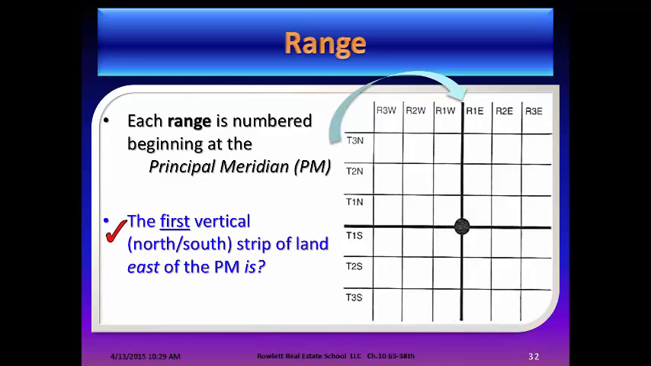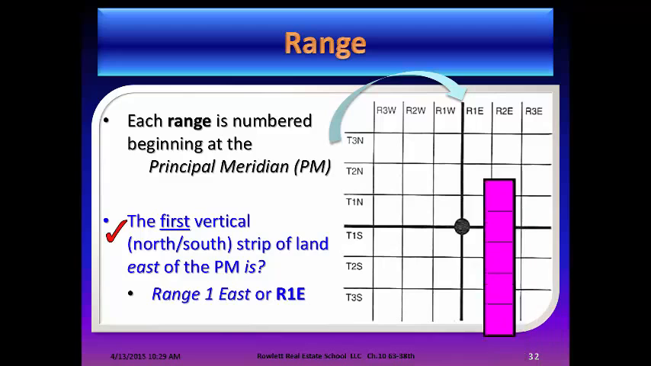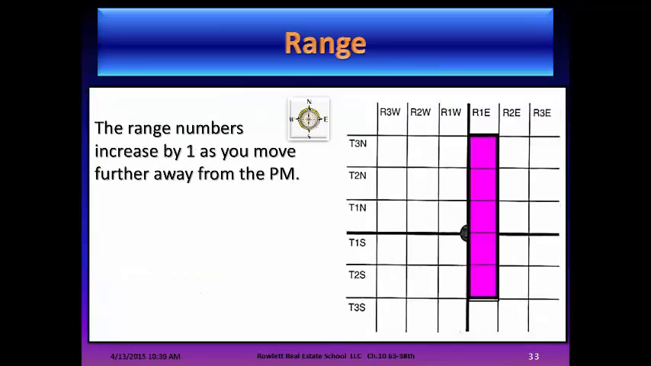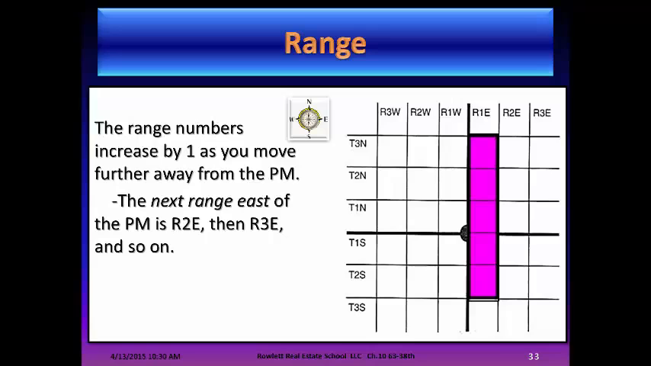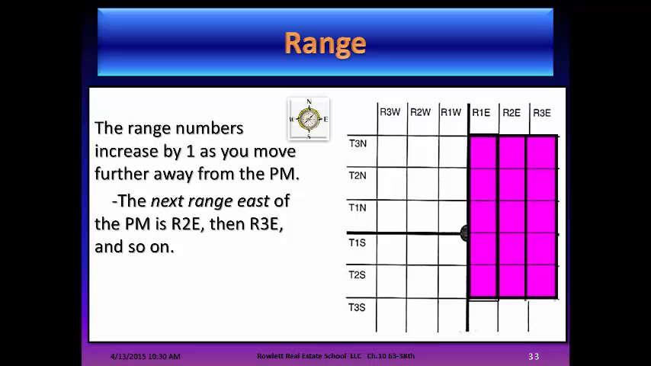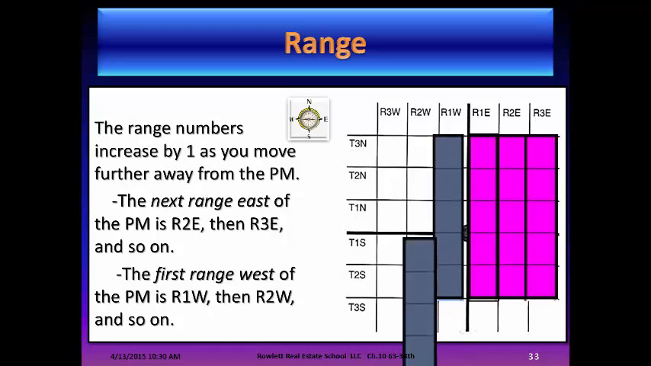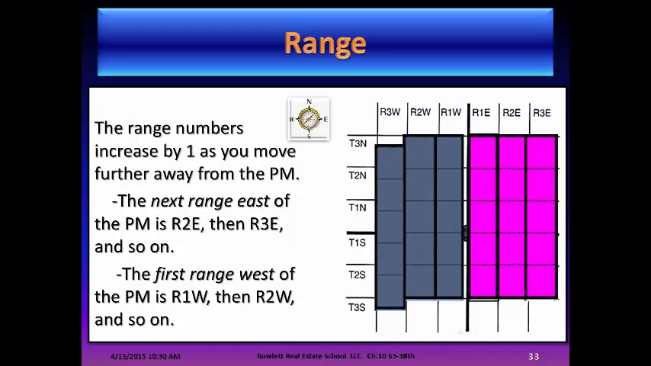The first vertical north-south strip of land east of the principal meridian is Range 1 East, or R1E. The range numbers increase by 1 as you move further from the principal meridian. The next range east of the principal meridian is R2E, then R3E, and so on. The first range west of the principal meridian is R1W, then R2W, and R3W, and so on.